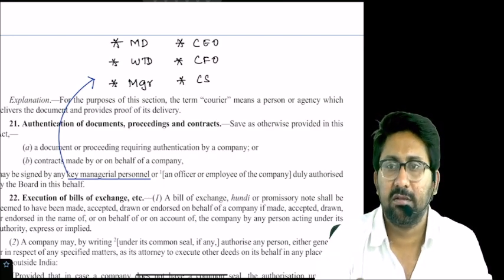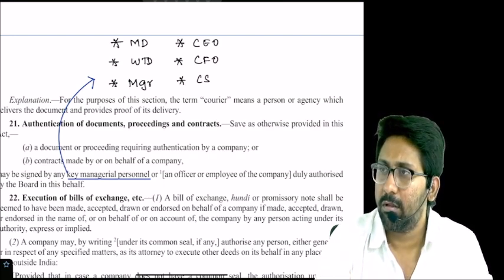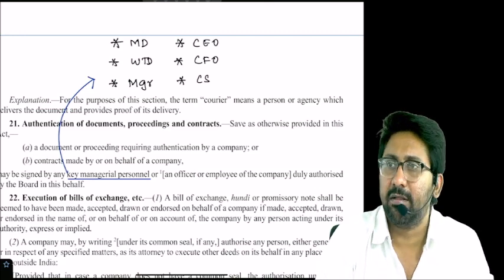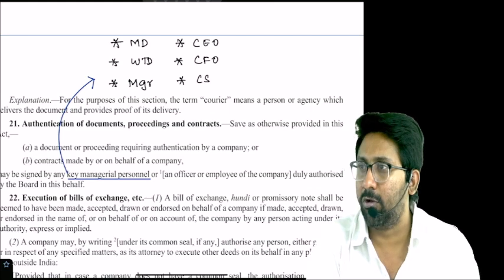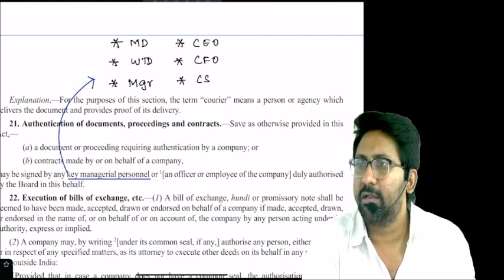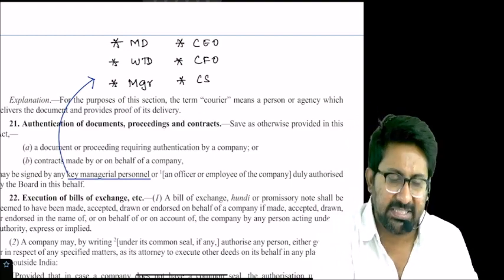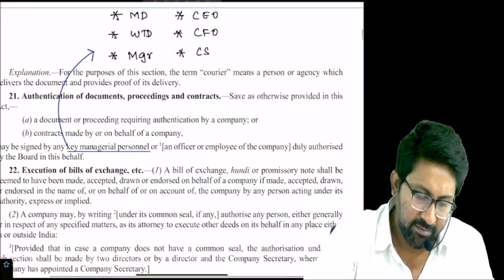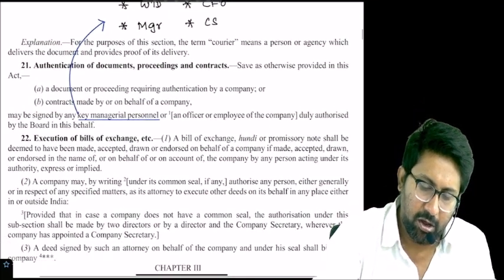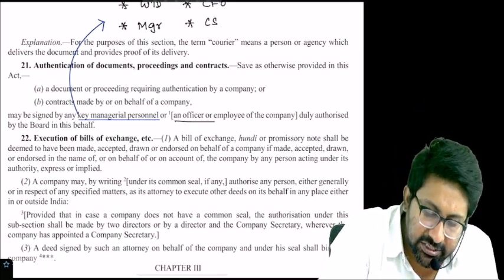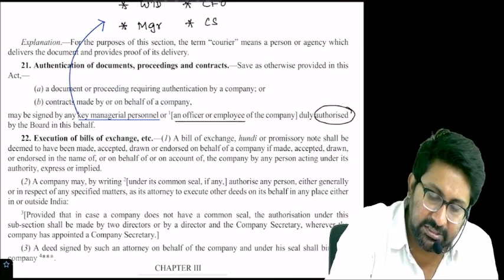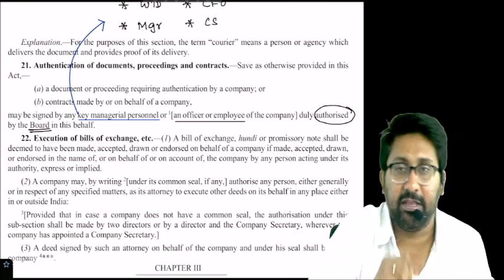Please give the list. Managing Director, Whole-Time Director, Manager, CEO, CFO, CS. Everyone will be called a key managerial person. In a simple way, you can understand it this way. Okay? Now, it may be signed by KMP, or any officer or employee can sign only if they are authorized by the board in this behalf.